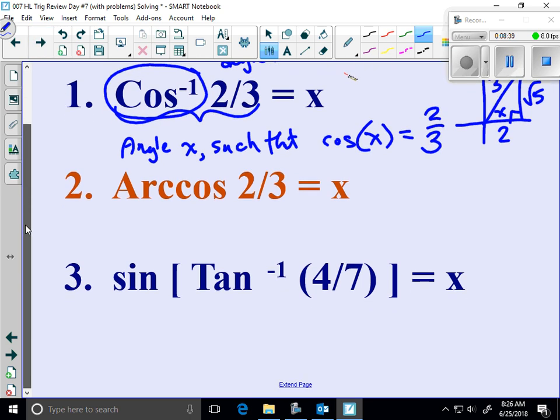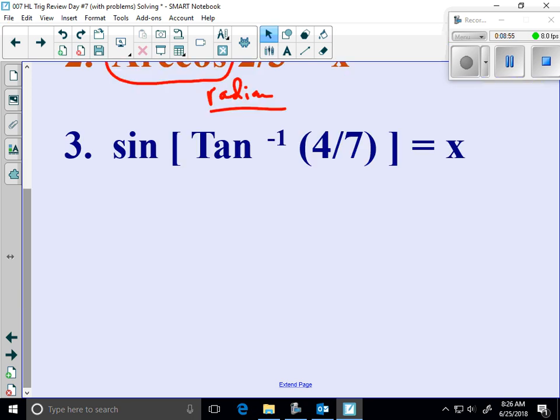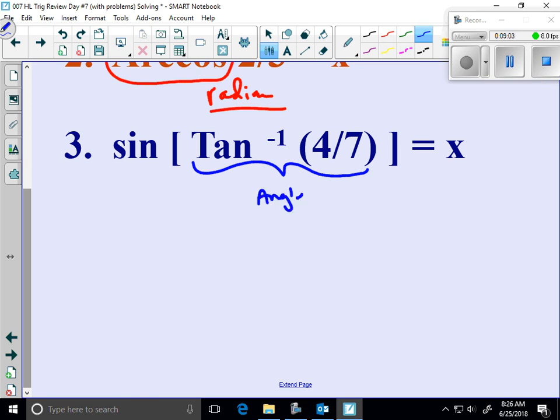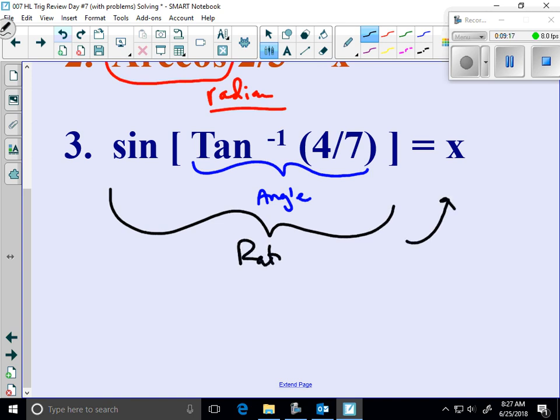In the next one, how are they different? Not a whole lot different. We'd still be yielding some angle x, but now it would be in radians. So this arc language here is radian language. So let's look at an example here. This right here, if you wanted to pause and just think about it, will yield me an angle. And then this right here would yield me some ratio.